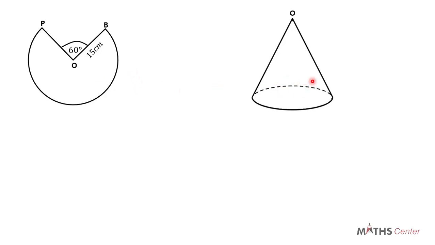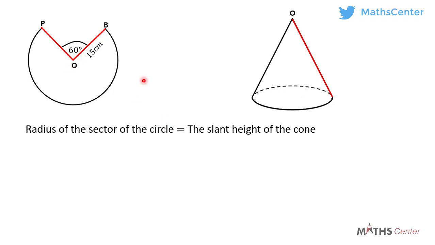In order to form the cone, we will join the radius OP and the radius OB together. So we will join OP and OB together to form this cone. When we do that, you can see that the radius of the sector will form the slant height of the cone. So when we fold a sector to form a cone, the radius of the sector is equal to the slant height of the cone.